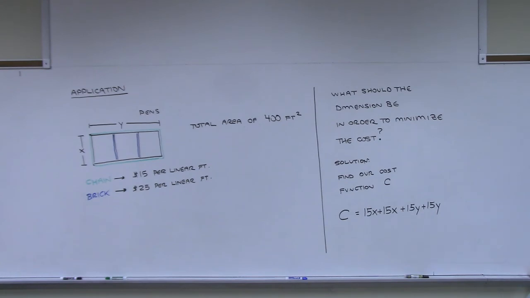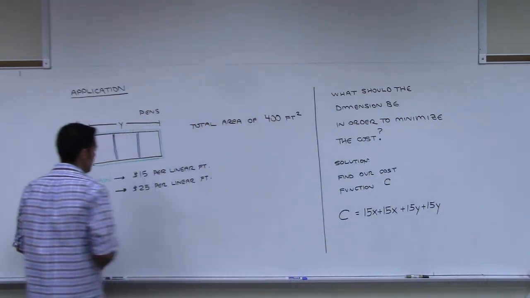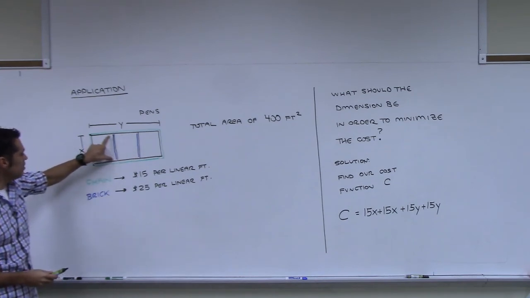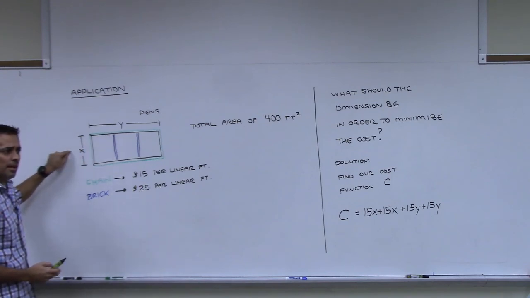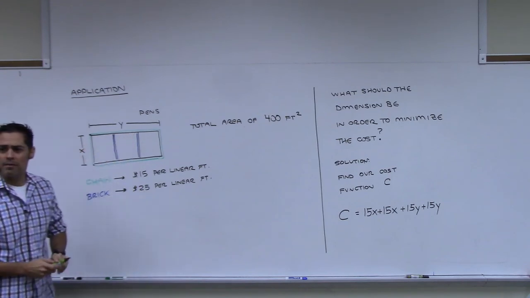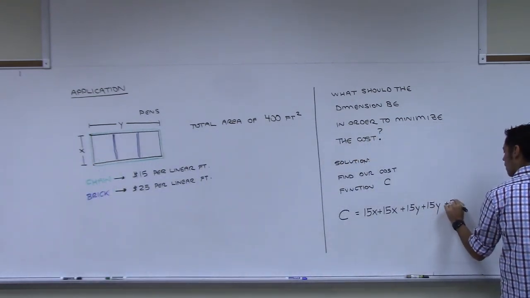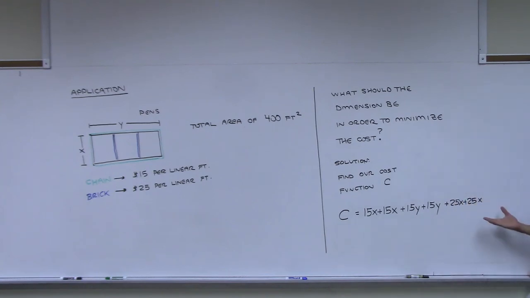Am I done with my cost? No, I'm not. Now I need to take into account the brick part. And that's going to cost me this much, or this and this, right? So how much is that going to cost me? $25 times however long it is, which is X. And then another one, 25 times X. So I have out here 25X plus 25X. Y'all good? Does that cover everything there? We've got all the walls, everything's done.